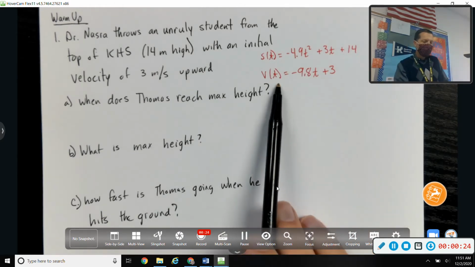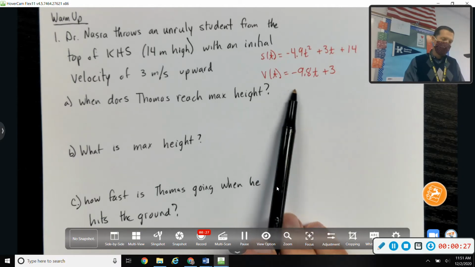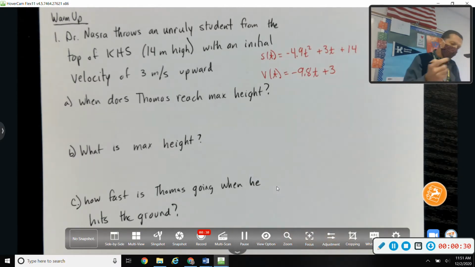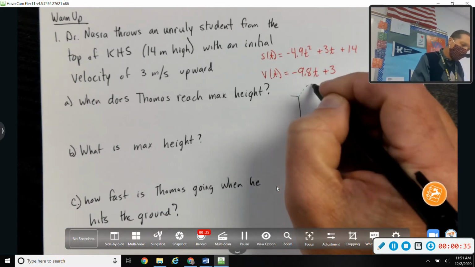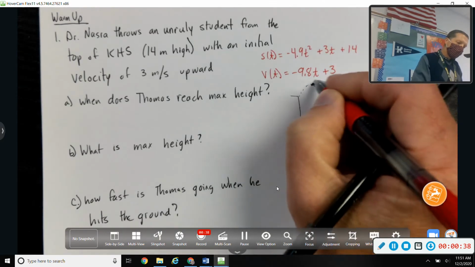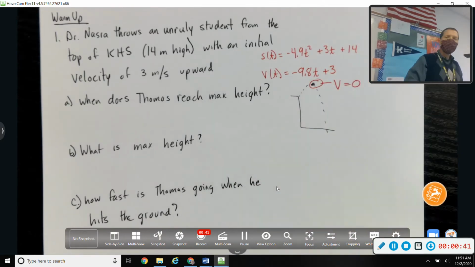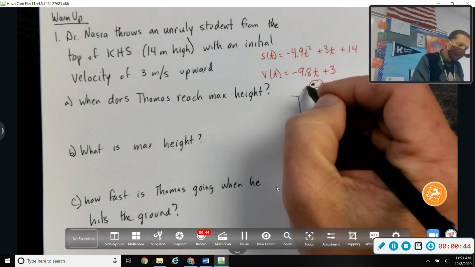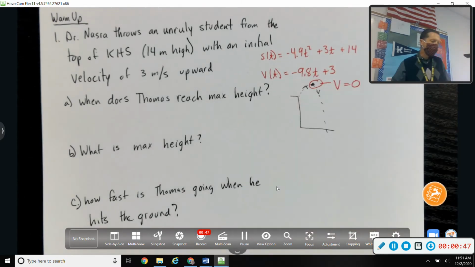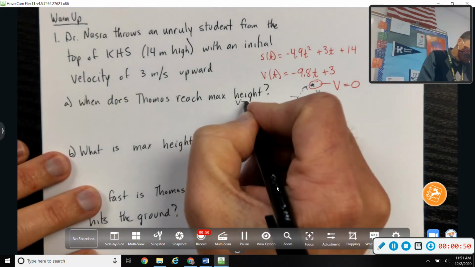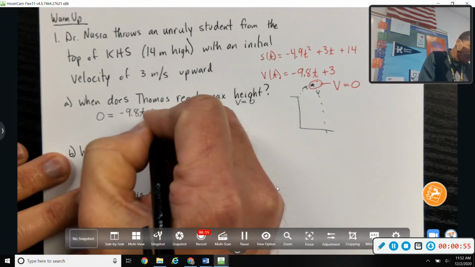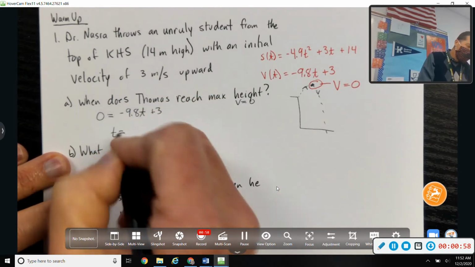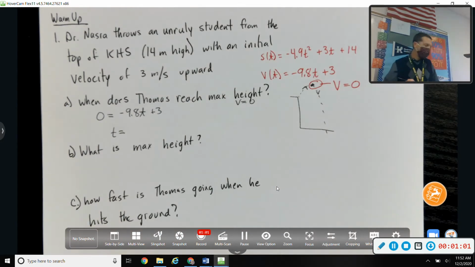I guess we could take acceleration, but that really wouldn't tell us much, so there's no need to. When does Thomas reach his max height? Okay, so he gets thrown off the building. The key here is that at the max height, the velocity is equal to 0, because it's changing from positive to negative. So it's 0 at the max height. So 0 equals negative 9.8t plus 3. So move the 3 over, divide by 9.8, and we get 0.306 seconds.